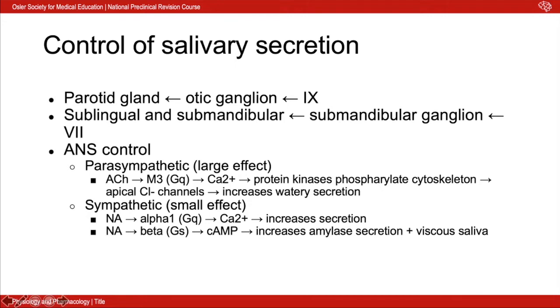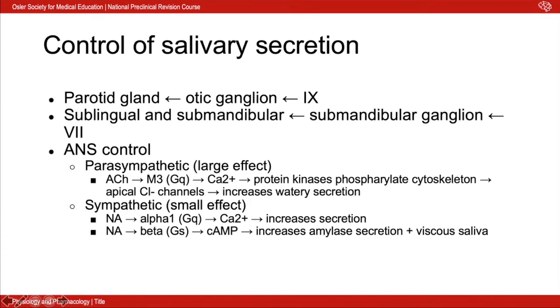On the other hand, the sympathetic nervous system has less of a stimulatory effect on salivary secretion, which makes sense because it's fight or flight, and that's the opposite of rest and digest. In the sympathetic nervous system, noradrenaline acts on both alpha-1 and beta receptors. Alpha-1 is Gq coupled, so it's exactly the same mechanism as before. You get calcium release into the cytoplasm, the calcium activates protein kinases that phosphorylate the cytoskeleton, you get the insertion of apical chloride channels, and so you have increased secretion of saliva.